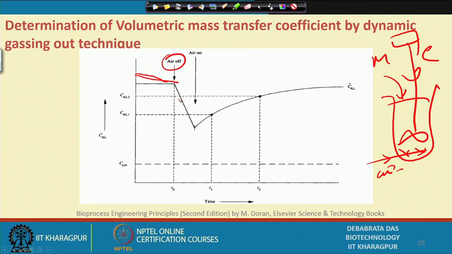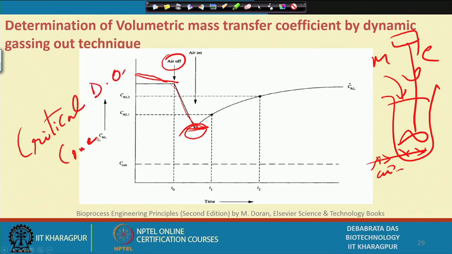If we put the air off, you close it, so you do not allow any air to go inside, then the dissolved oxygen concentration will decrease. And why will it decrease? Due to the growth of the organism. Then again you put the air on, and when we put the air on, we should remember this should be above the critical dissolved oxygen concentration, critical DO concentration.